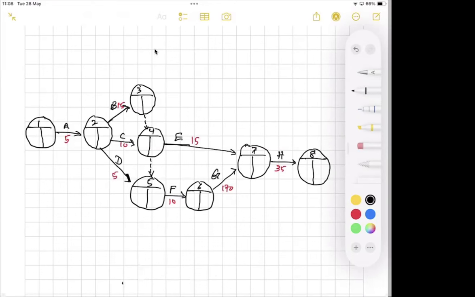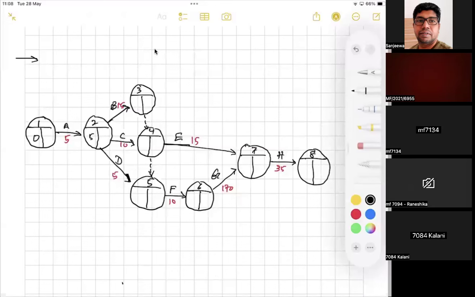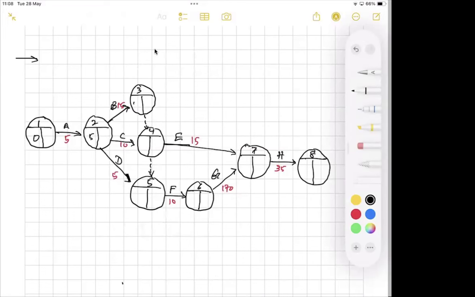Then we can start the forward pass calculations. Then we will start from the left hand side of the project network diagram. As you know, the early start time of the first activity is 0. 0 plus 5, 5, right? Then activity B, duration is 15, 5 plus 15, 20, right? When it comes to event number 4, we have two paths, right? From event number 3 and from event number 2.